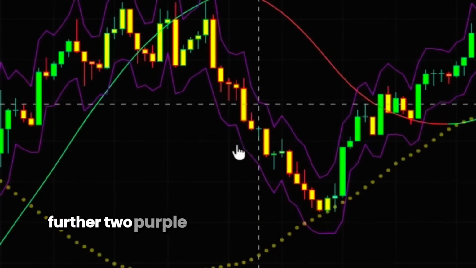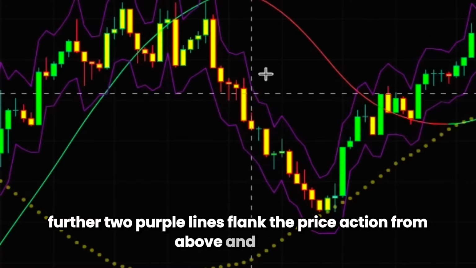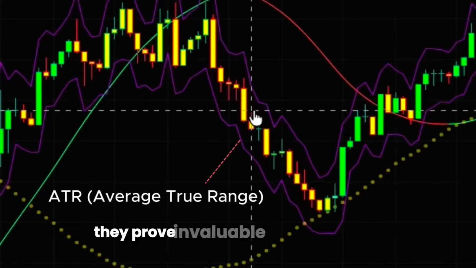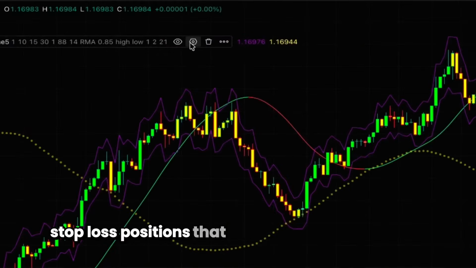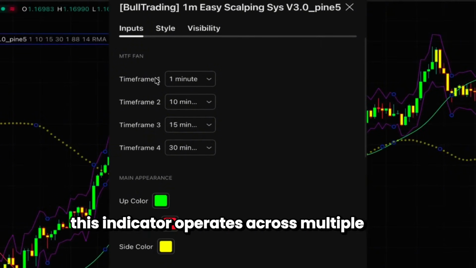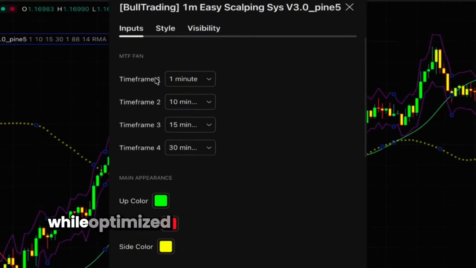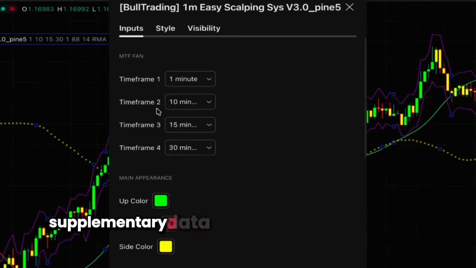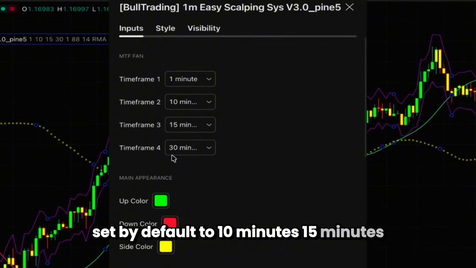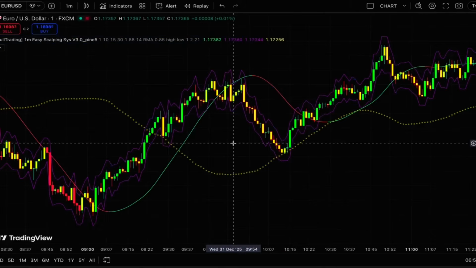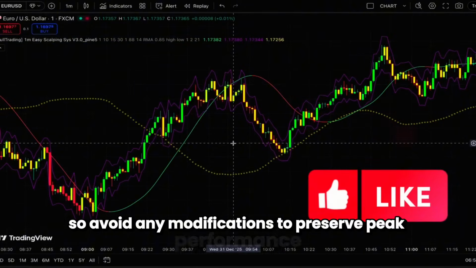Further, two purple lines flank the price action from above and below. These denote the average true range (ATR) bands. They prove invaluable for establishing stop-loss positions that adapt to volatility. Notably, this indicator operates across multiple timeframes simultaneously. While optimized primarily for the 1-minute chart, where it shines brightest, it incorporates supplementary data from 3 additional higher timeframes, set by default to 10 minutes, 15 minutes, and 30 minutes. These are pre-tuned for the strategy outlined here, so avoid any modifications to preserve peak performance.